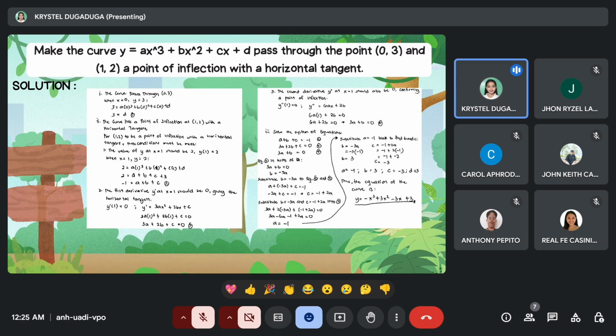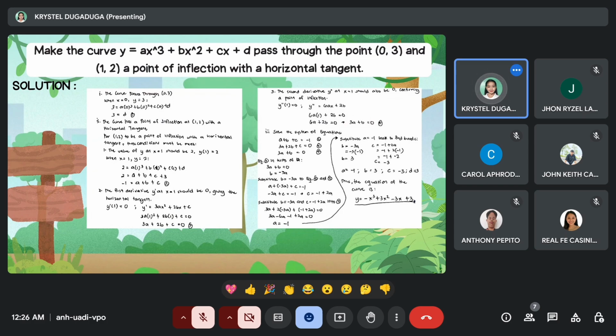So the first step is when the curve passes through (0, 3). So when x is 0 and y is 3. So simply substitute that into the given equation of the curve. So 3 is equal to a, substitute 0 raised to the power 3, plus b, substitute 0 squared, plus c, substitute 0, plus d. So it results into d equals 3, which is our equation number 1.